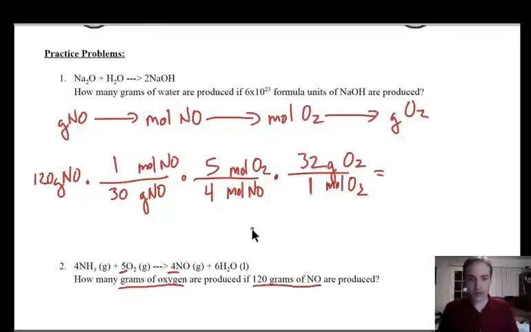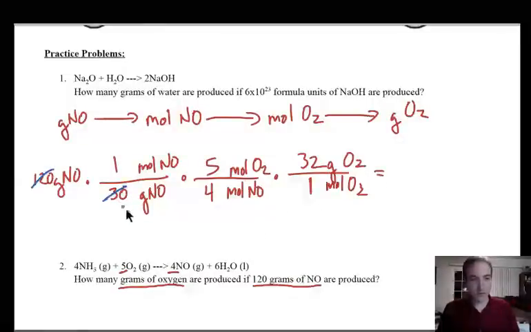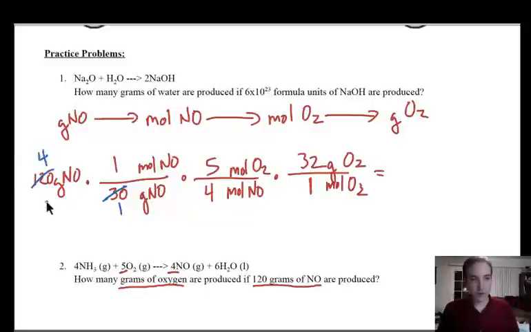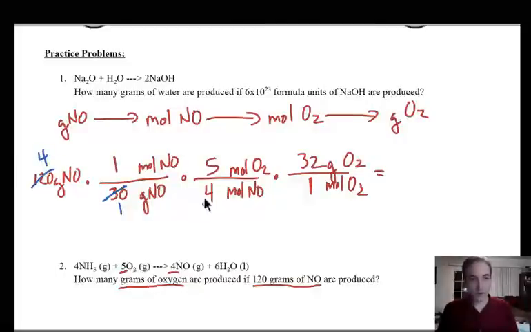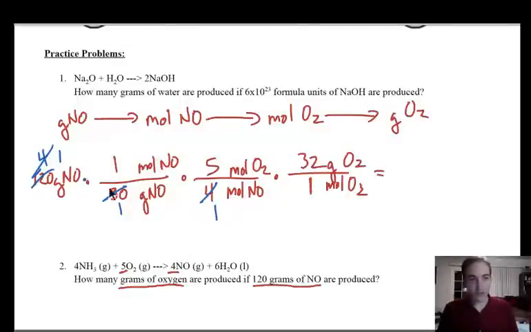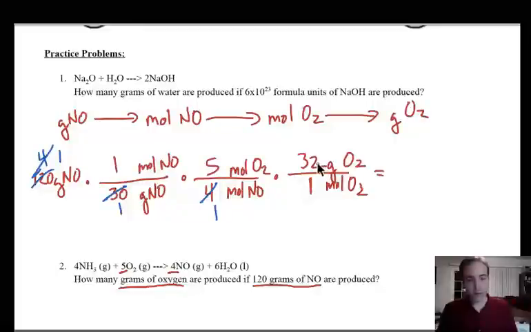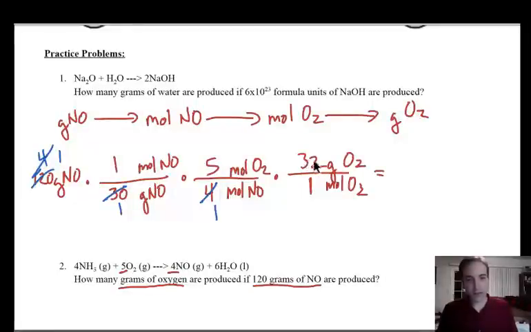Now I just need to do the math side of it. So 120 and 30, I can actually reduce this. 30 goes into 120 4 times. And then notice I spy over here another 4 on the bottom, so I can cancel that out, turn that into a 1. The 4 disappears, and I'm left with 1 times 1 divided by 1 times 5 times 32. So in other words, 5 times 32 is my answer, which is going to give me 160 grams of O2.